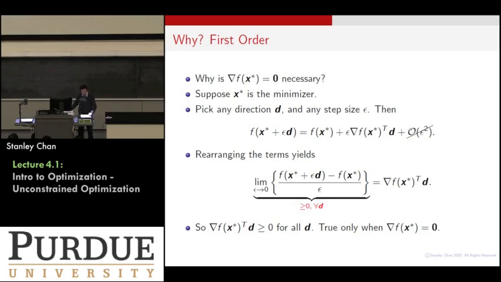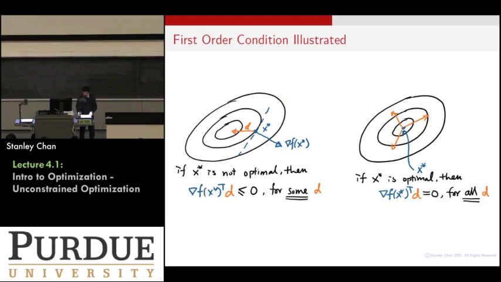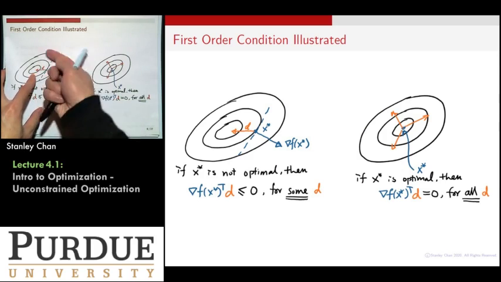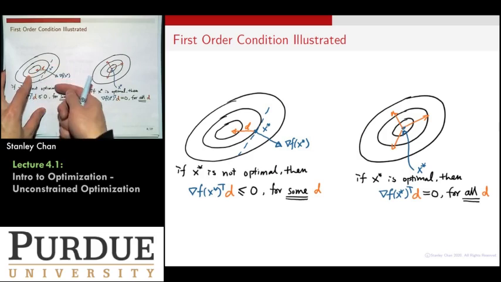Okay, so why do you want the first order condition? First of all, suppose that your X star is the minimizer. And then what you do is that you pick a point X star, and then you pick a direction D. Let me go to the picture here. So this is the next slide. First of all, you start with X star, and then you pick a direction D. This direction D can be anywhere in the space.